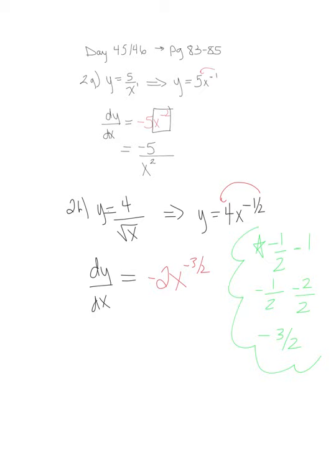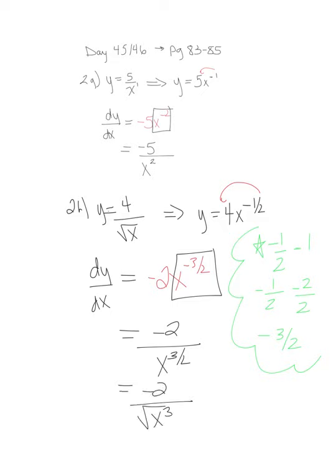And then I can go ahead and simplify this a little bit more. So I'll keep that negative 2 in my numerator. My new denominator, since this is a negative exponent, is going to be x to the positive 3 over 2, which I can rewrite a little bit more as the square root of x cubed.